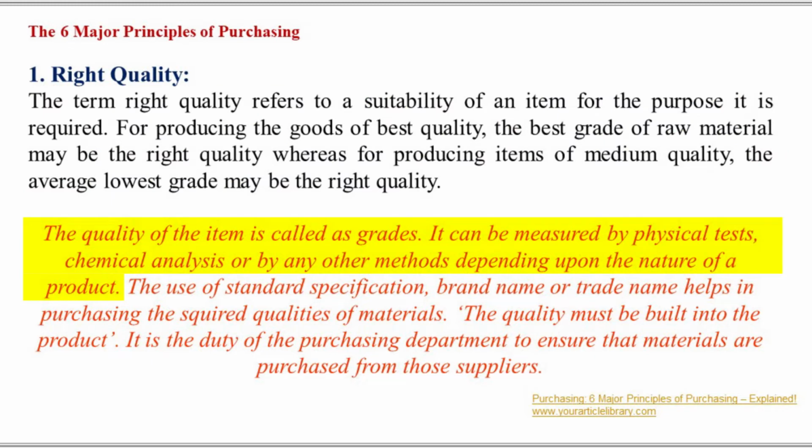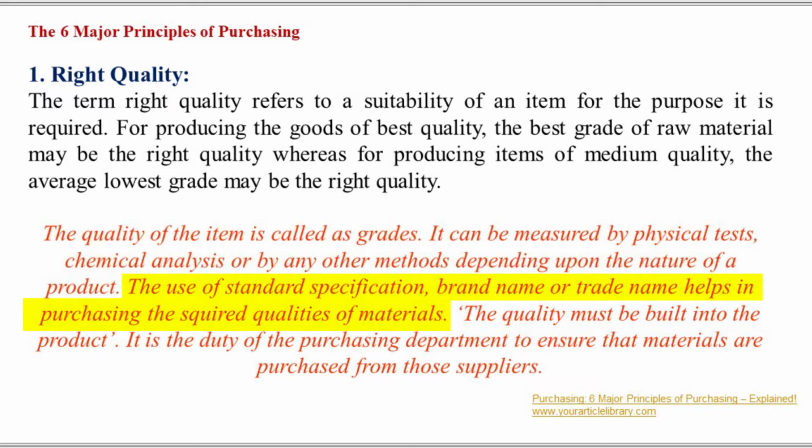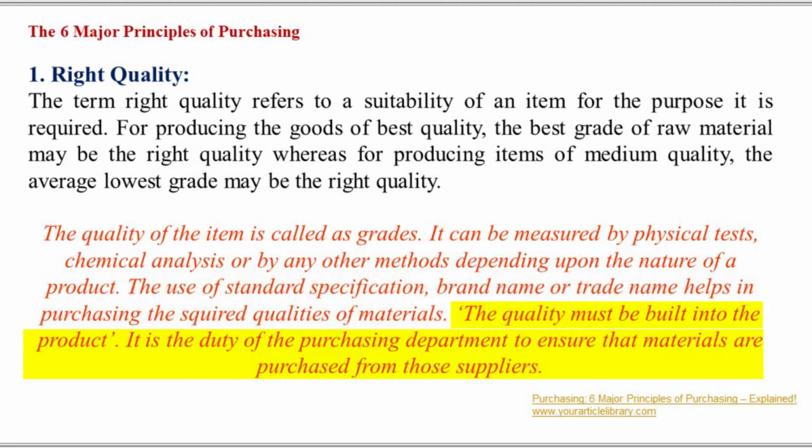The quality of the item is called its grade. It can be measured by physical tests, chemical analysis, or by any other methods depending upon the nature of the product. The use of standard specification, brand name, and trade name helps in purchasing the required qualities of materials. The quality must be built into the product. It is the duty of the purchasing department to ensure that materials are purchased from those suppliers.